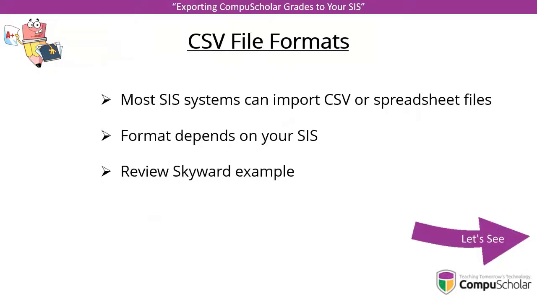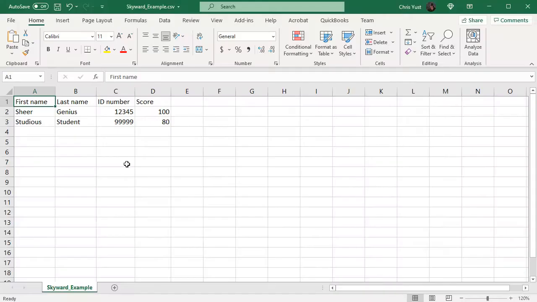So most student information systems can import this comma-separated value or some other type of spreadsheet file. And the exact format actually depends on your student information system. So we're going to review an example from a Skyward SIS, but your own SIS may well have a slightly different format that it requires. All right, so what we're looking at now is an example of a Skyward formatted CSV file. So you can see Skyward requires a first name column, a last name column, an ID number column, and a score column. And then you would import this directly into a particular graded item in the Skyward SIS. And then the ID numbers for the students are here, and the scores for the grade are here.